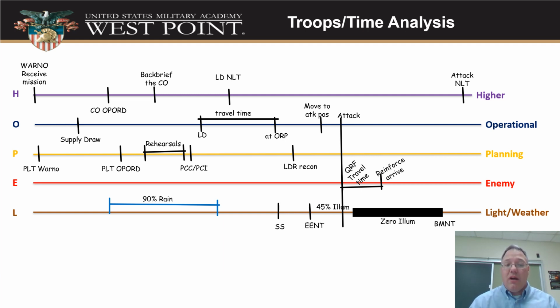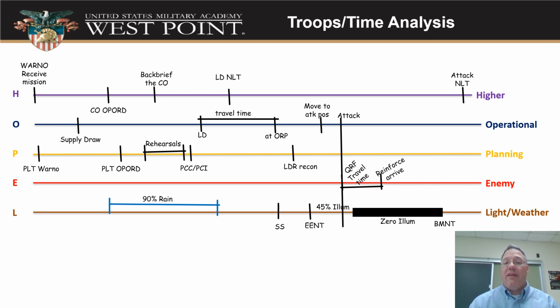Planning functions: when am I going to give my op order, when do I need some time to plan, leader's recon is shown on here. Enemy things that I might know. I don't have a lot on this as an example, but things like, I'm going to initiate my attack. How far away is their QRF? How long will it take the enemy QRF to get there? And then when do I expect reinforcements to arrive? That would be an example of something you could put down about the enemy.